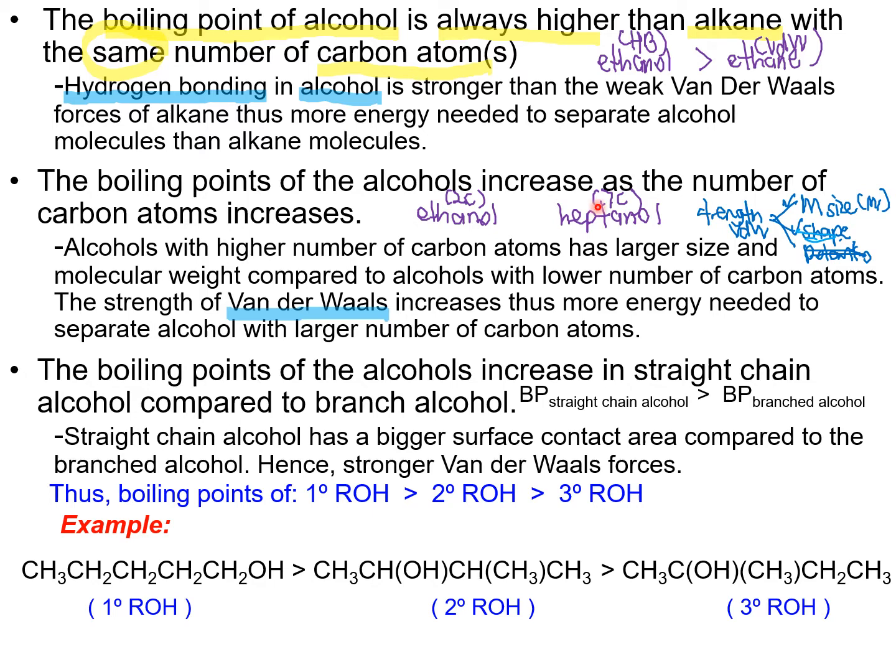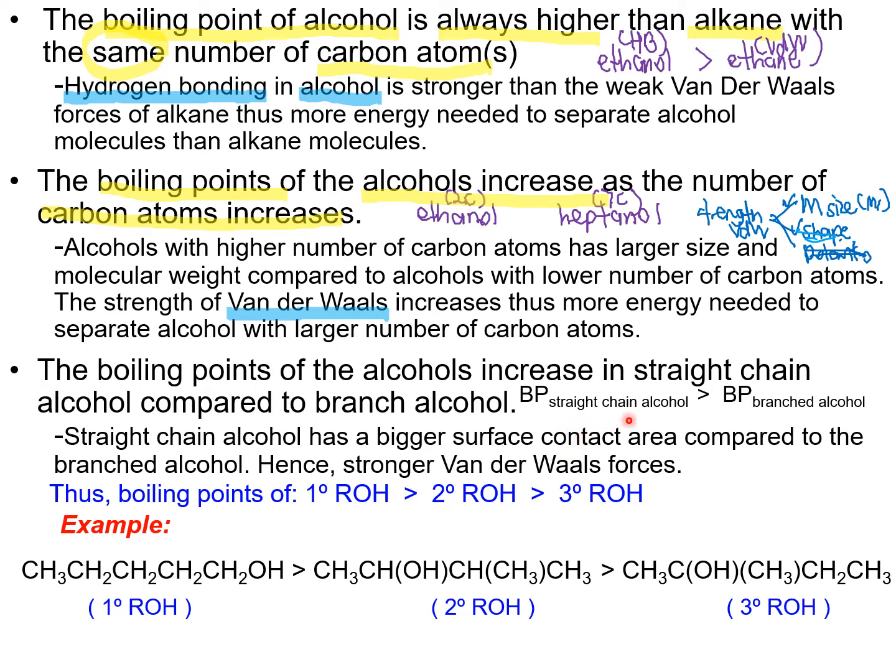Okay, because you add carbon. So when you add carbon, the molar mass will increase, right? The molar mass of heptanol which has 7 carbons is still bigger than ethanol which has 2 carbons. So when the molar mass is bigger, it contributes to the strength of van der Waals forces. The strength of van der Waals forces will be increased. So when the strength is increased, therefore you need more energy to separate alcohol with a larger number of carbon atoms. That's why for alcohols, when you increase the carbon atoms, the boiling points will also increase.